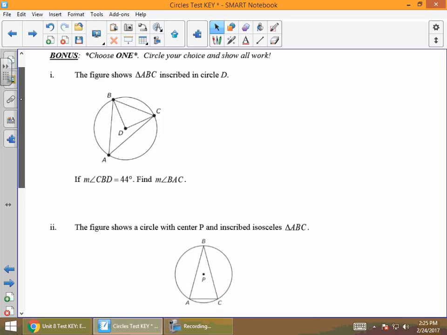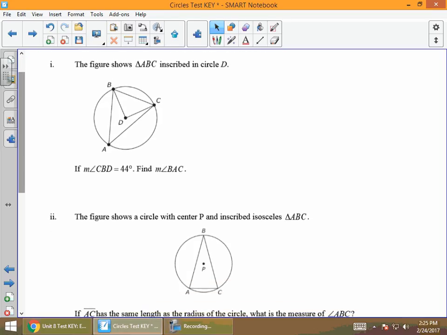So let me go through these three. Let's take a look at number one first. It says the figure shows triangle ABC is inscribed in circle D. It says that the measure of CBD is 44 degrees. And I need to find the measure of angle BAC. So I need to find this angle down here. So a whole lot of stuff going on here.